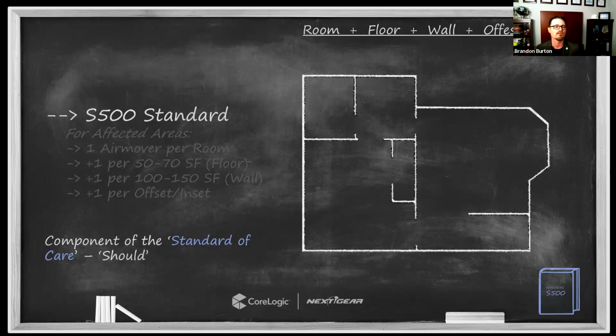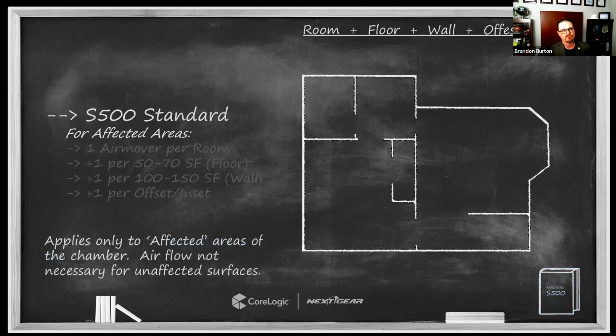So with that said, the calculation that is provided in the S500 is a calculation for the affected areas and surfaces within a drying chamber. And everything that I'm about ready to run through here is relevant only to affected surfaces, okay? If it's not an affected surface, if it's not an affected space, then the rule or procedure does not apply.